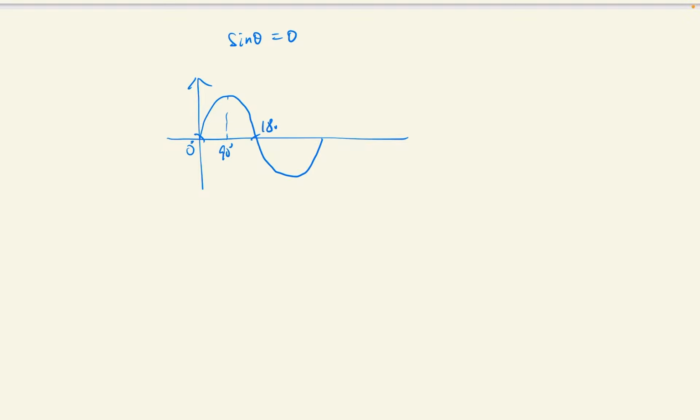Okay, to solve sine theta is 0, we have to draw the sine graph: 90 degrees, 180 degrees, 270 degrees, and then 360 degrees. This is y equal to sine theta, with y and x axes. As from the graph, we see that for x is 0, 180, sine theta is 0.